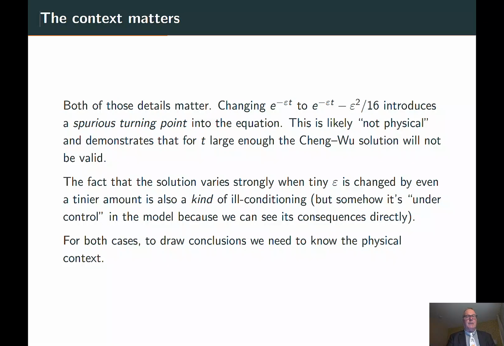Both of those details matter. Changing e to the minus epsilon t to this thing with a subtracted epsilon squared over 16 introduces a spurious turning point, so likely not physical. The fact that the solution varies strongly when tiny epsilon is changed by even a tinier amount is a kind of ill conditioning. And for both cases, to draw conclusions, we need to know the physical context. We have to leave the mathematics and go back to the original problem.